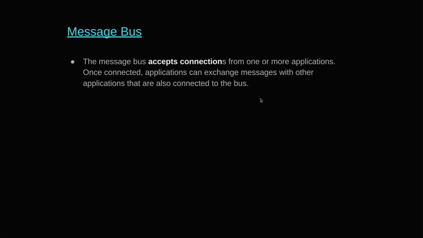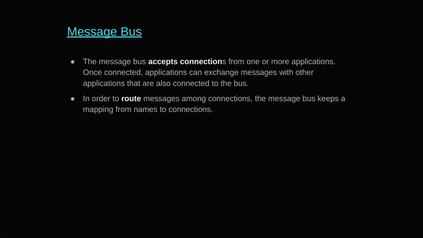Now let's talk about the message bus. The message bus accepts connections from one or more applications. Once connected, applications can exchange messages with other applications that are also connected to the message bus. In order to route messages among connections, the message bus keeps a mapping from names to connections.